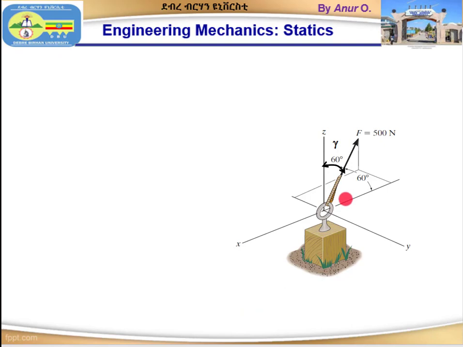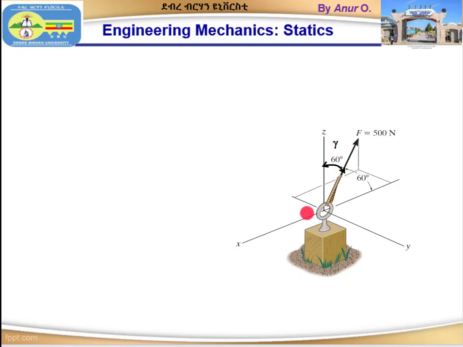Looking at the problem, gamma is given, which is 60 degrees. But here we also have 60 degrees from the negative x-axis, but this is not alpha. In a 3D Cartesian vector, the problem may be given in coordinate direction angles or in transverse and azimuth angles. So this question is given in coordinate direction angles, alpha, beta, and gamma. Alpha is the angle between the positive x-axis and the vector F, beta is the angle between the positive y-axis and the vector F, and gamma is the angle between the positive z-axis and F. Gamma is given, but alpha is not given.